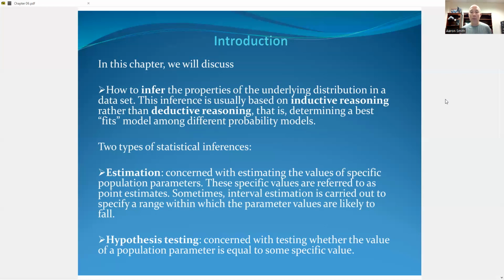Now, hypothesis testing is concerned with testing whether the value of a population parameter is equal to some particular specified value, or greater than or less than.